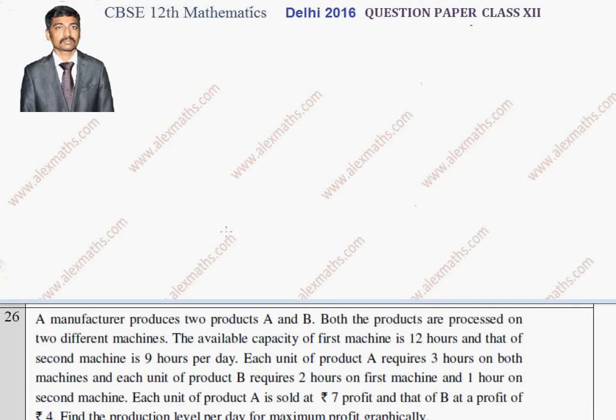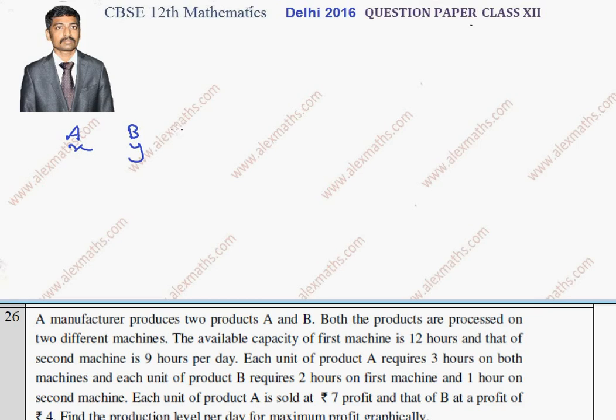Question number 26. A manufacturer produces two products A and B. Both the products are processed on two different machines. The available capacity for the first machine is 12 hours and that of the second machine is 9 hours per day. Okay. So we have two products. I'll take the products as A and B here, that is X and Y.